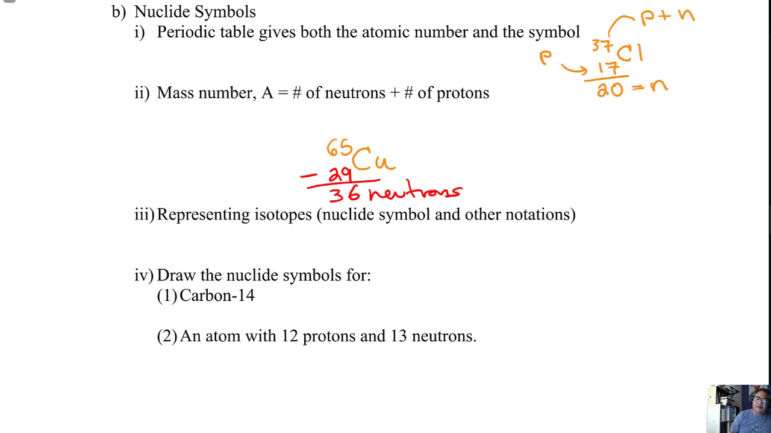So there's the answer, copper 65, right? Copper's atomic number is 29 from the periodic table. So 65 minus 29 is 36, which is the number of neutrons.